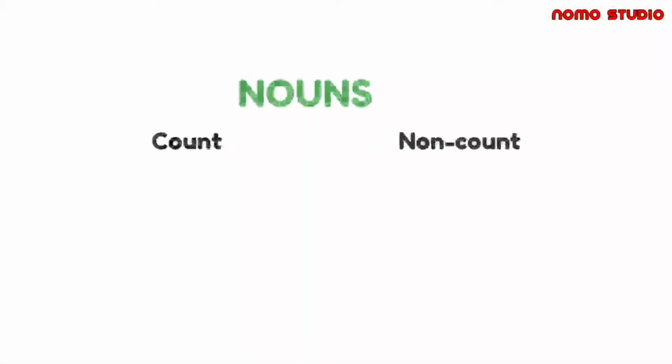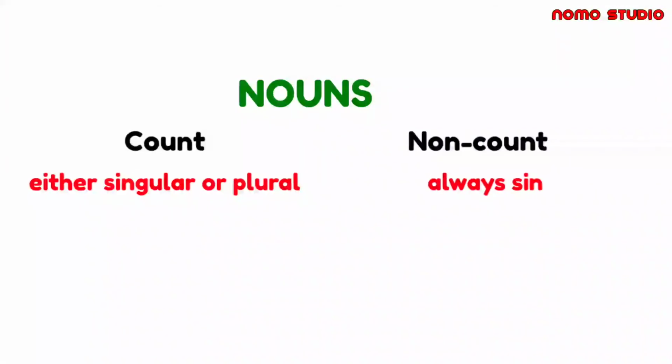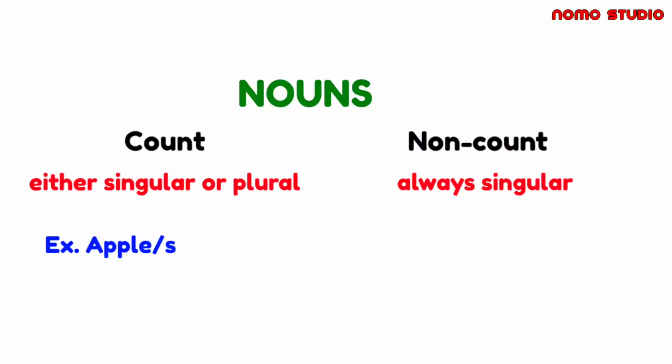For the purposes of understanding how articles are used, it is important to know that nouns can be either count or non-count. In addition, count nouns are either singular or plural, while non-count nouns are always in singular form. Examples of count nouns are apple or apples, pen or pens, coin or coins, or in short, these are the nouns that can be counted.